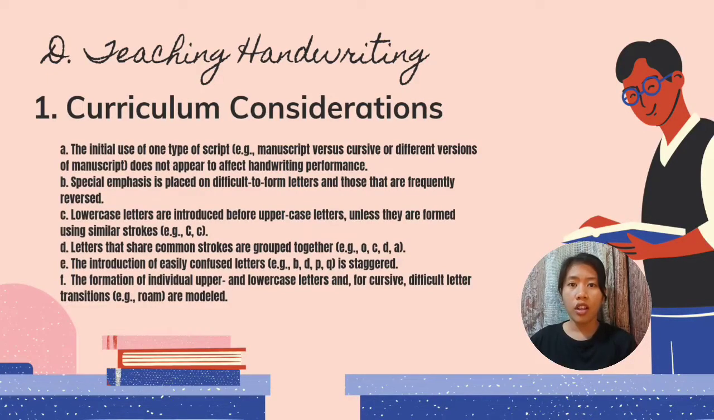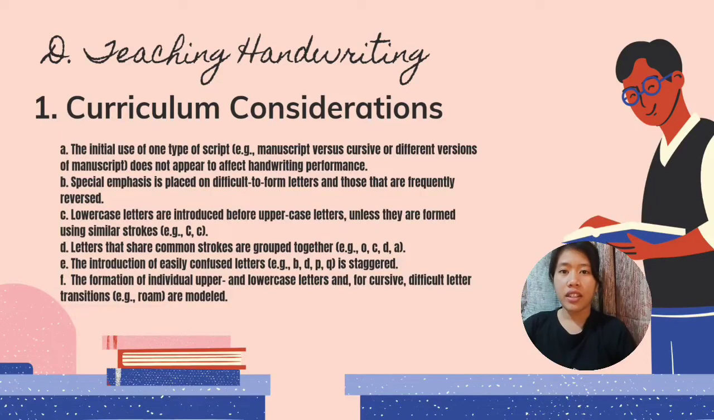Letter C. Lowercase letters are introduced before uppercase letters, unless they are formed using similar strokes. For example, big letter A and small letter A. Letter D. Letters that share common strokes are grouped together. For example, the O, C, D, and A. Letter E. The introduction of easily confused letters is staggered. When we say staggered, it means alternating. For example, letter G, letter B, letter T, letter P, and letter Q.